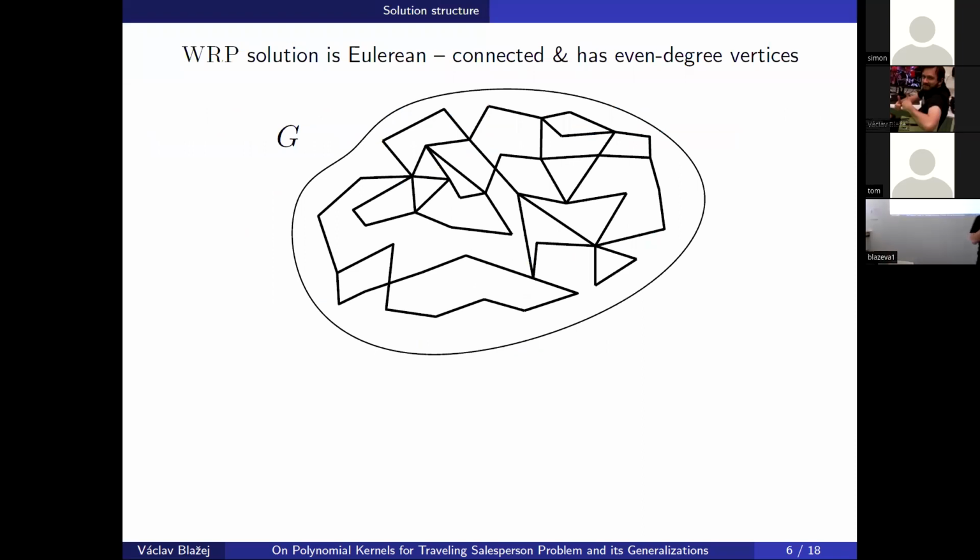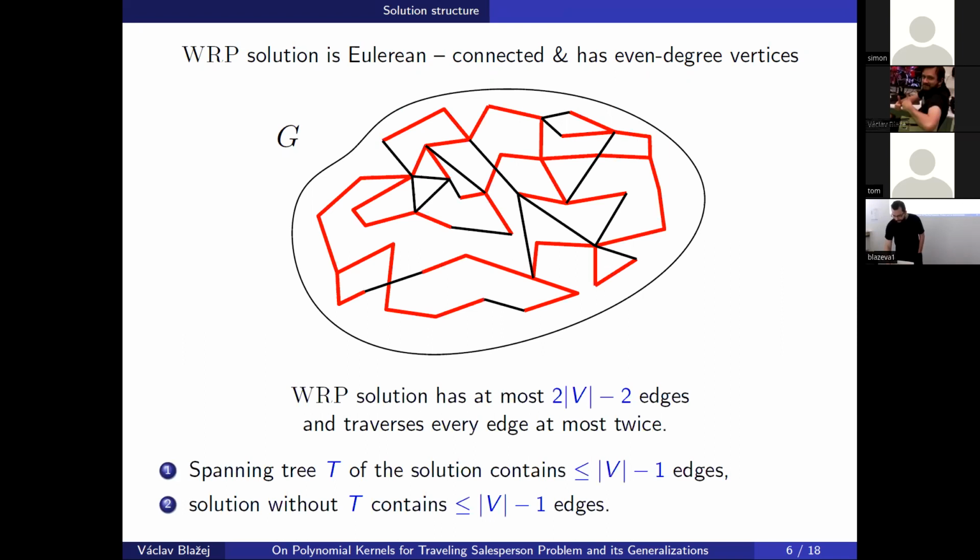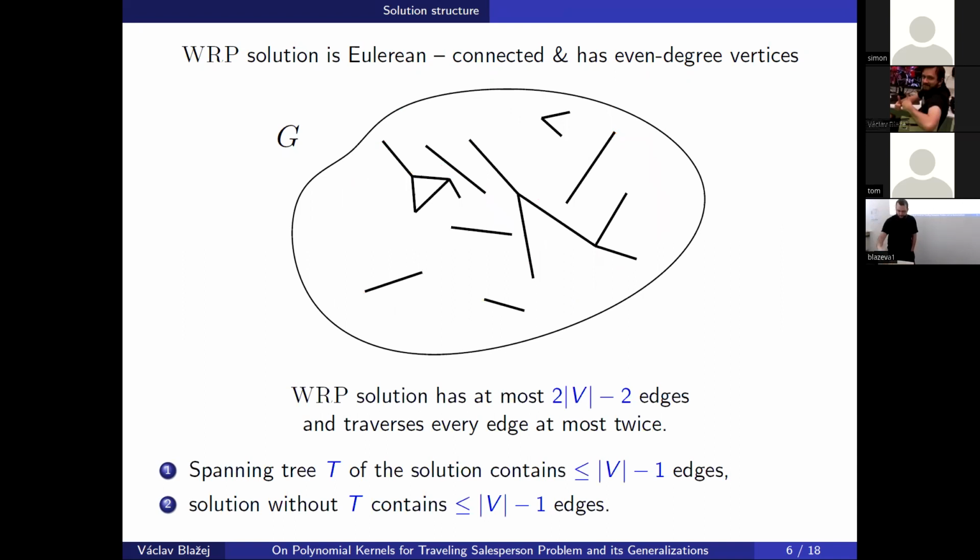So first, let us do a small observation of what happens in TSP. If I look at the input graph and find some spanning tree of the graph, and this is true for every graph, if I remove the spanning tree and find a cycle, then the original graph could not have been a solution to the TSP. Why is that?